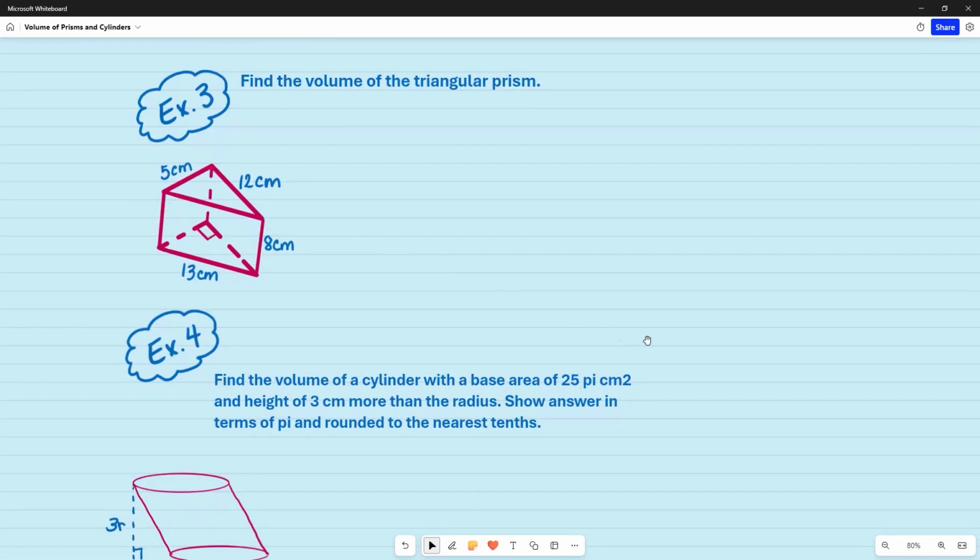Example 3, we're trying to find the volume of a triangular prism. It's already labeled here. Pay attention to your base. The way this one is going to work is I'm going to take the area of my base, which is going to be 1/2. The base is 5. The height of that particular base is 12. And now what makes this prism three-dimensional? It's going to be this height, which is 8. Be aware of the numbers that you have to use. So once I simplify this, I am going to have 240 cubic centimeters.